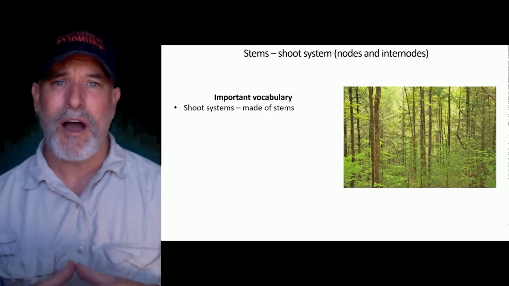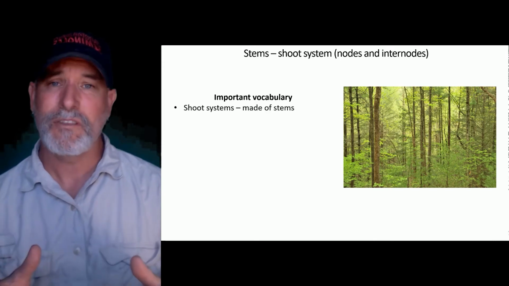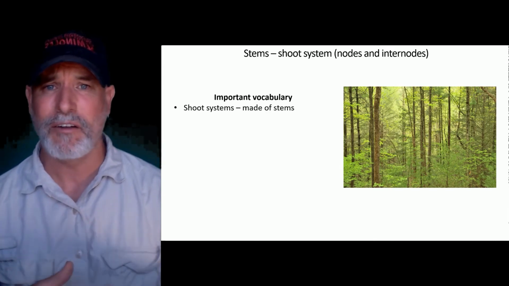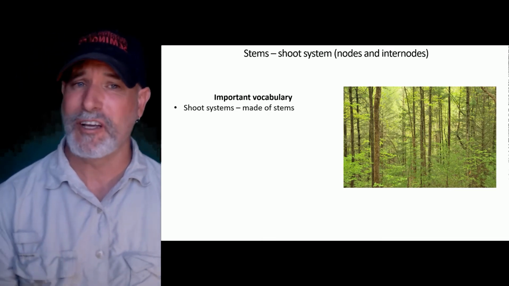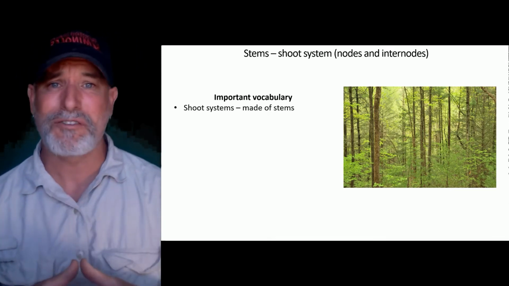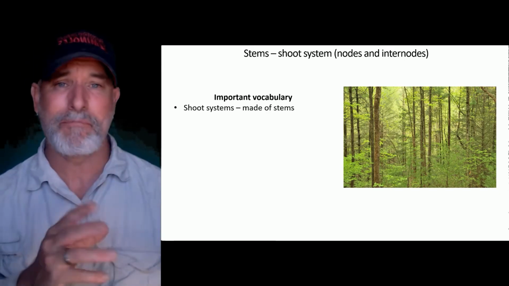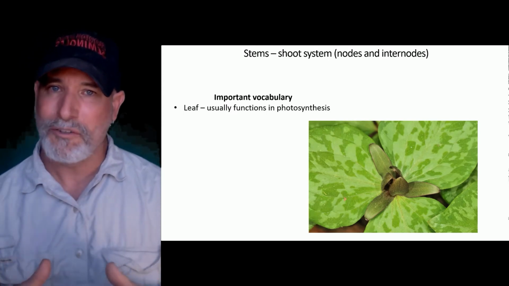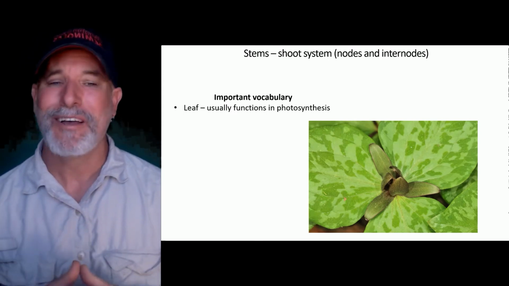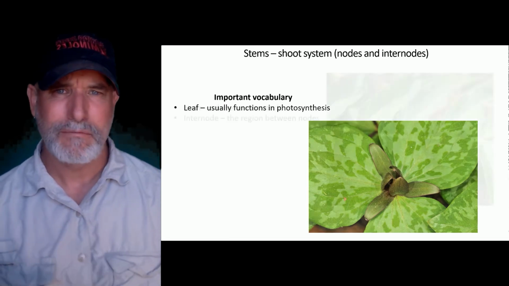Now, as we talk about stems, the shoot system, which includes the leaves as well, there's some vocabulary we need to get down. One is the shoot system. This is made up of all of your stems. There's a picture of a forest from North Georgia, and you can see all of the stems in their branching patterns. And of course, they hold on to the leaves. Now, most of the time, leaves are there for photosynthesis, mostly.